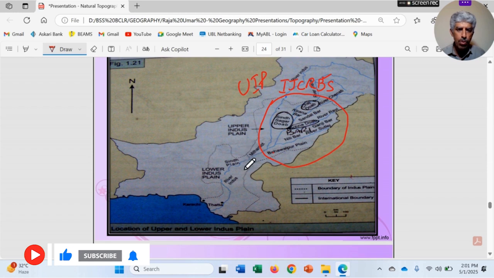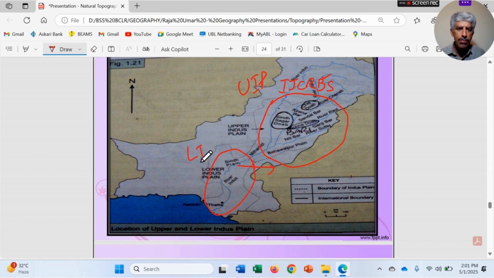But if we come down to the Lower Indus Plain here, you will find only river Indus here. So this is the first difference, that in Lower Indus Plain only river Indus flows and no other river is there. So it means that there is no Doab as well. But there are certain Doabs in the Upper Indus Plain. Again, I will explain this term as well.